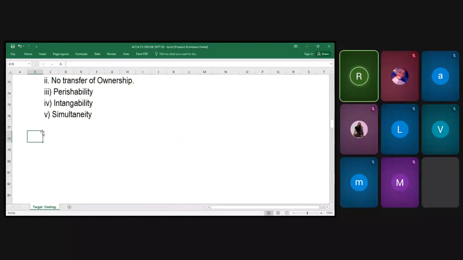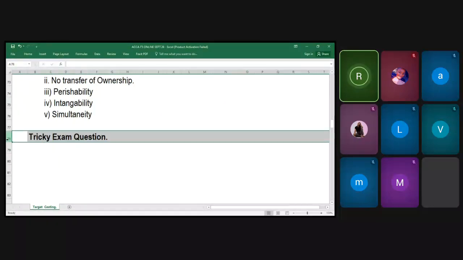All right. Let me start off by giving you one tricky exam question. Tricky exam question. Inasmuch as we have done this, this is just a theoretical question.